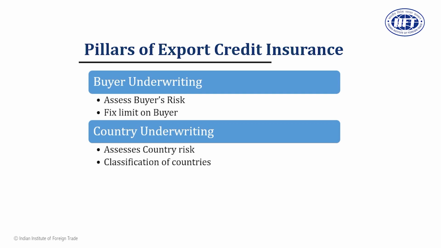The two most important things regarding export credit insurance which ECGC takes into consideration are the buyer's assessment and the country's assessment. Every cover which ECGC is providing to us will depend upon who our buyer is and in which country. Depending upon the country and the assessment of the buyer, it will fix a limit as to how much risk will be covered, depending upon the buyer as well as the country.